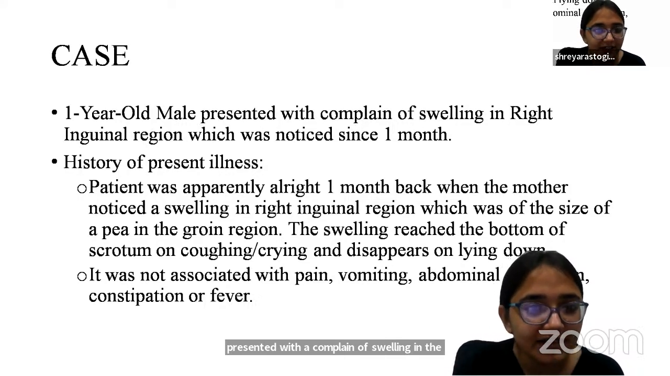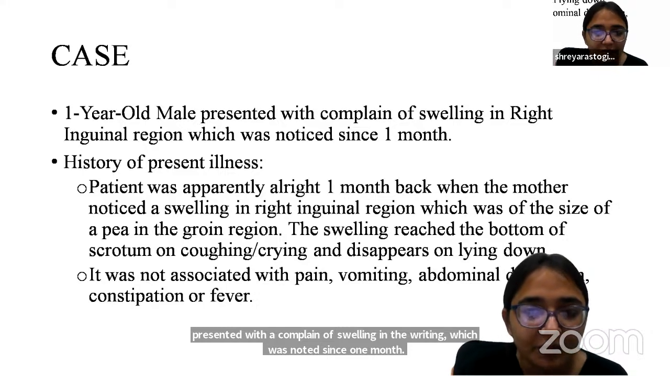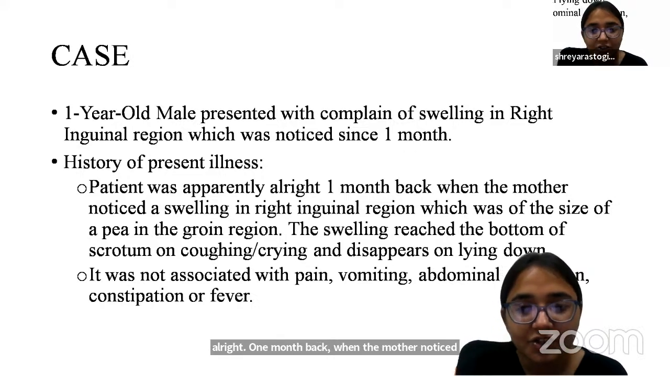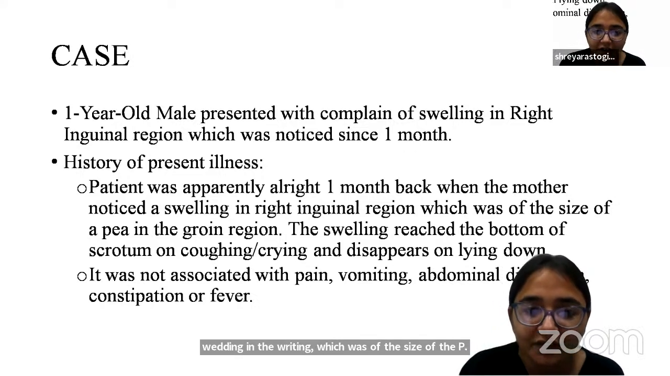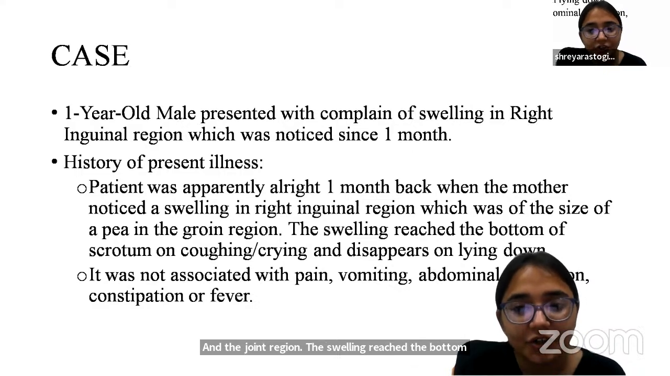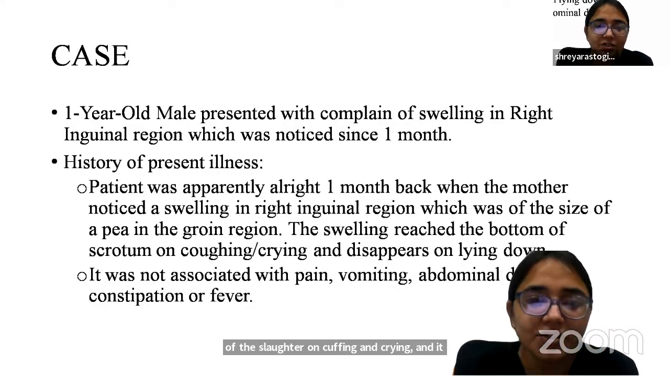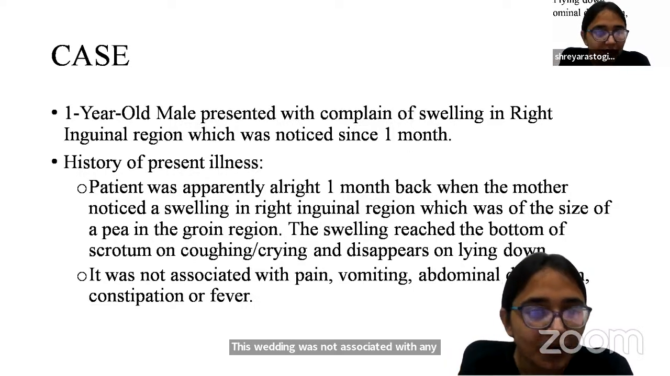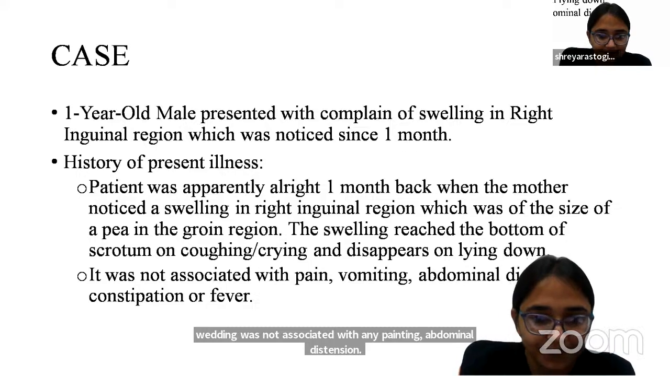History of presenting illness. Patient was apparently all right 1 month back when the mother noticed a swelling in the right inguinal region, which was the size of a pea in the groin region. The swelling reached the bottom of the scrotum on coughing and crying, and it disappeared on lying down. This swelling was not associated with any pain, vomiting, abdominal distension, constipation, or fever.